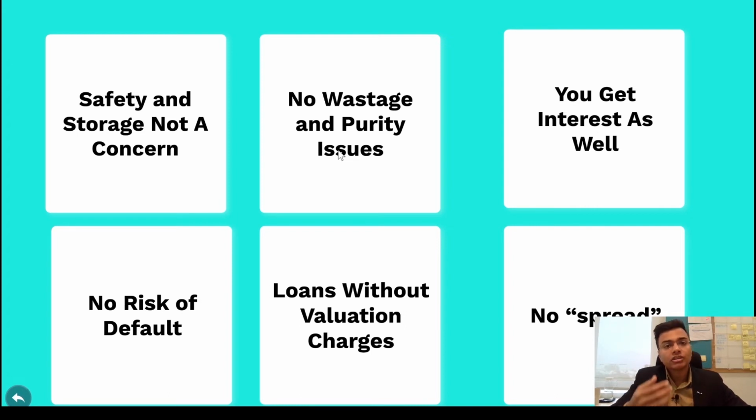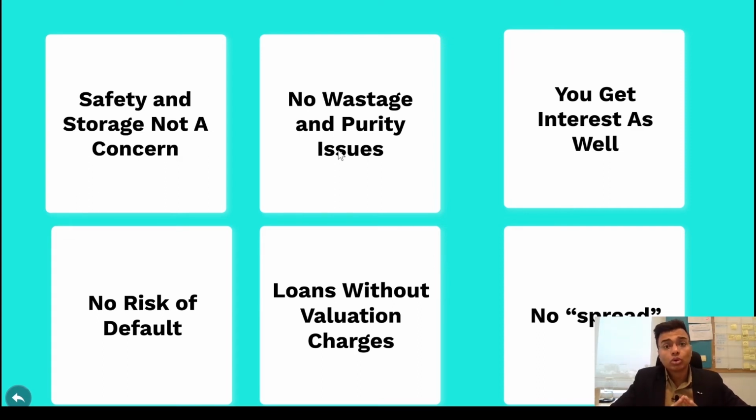The bank will actually value your gold, because if you give something and say that this is valued at 2 lakhs and you give me a loan worth 1.5 lakhs, the bank needs to check, right, whether your gold is actually valued at 2 lakhs or not. So they do some valuation and all that stuff, and they charge you for that. But if you own a sovereign gold bond, you can just pledge the papers and take a loan. There will be no valuation charges, obviously, because there is no physical gold involved.